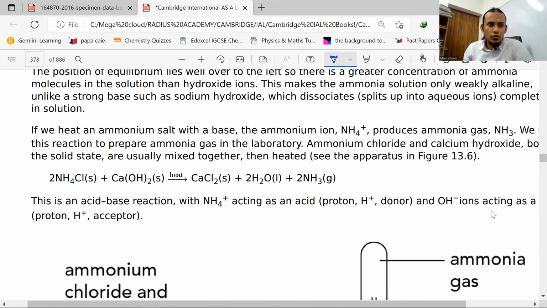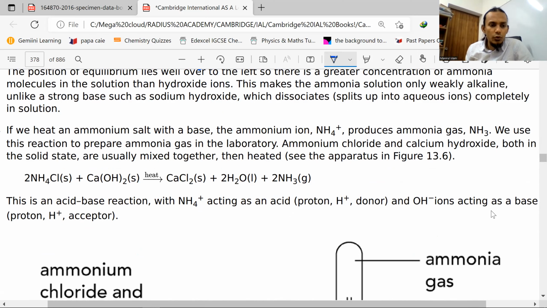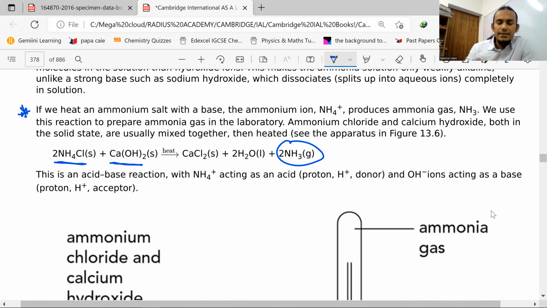Okay, if we heat an ammonium salt with a base, it produces ammonia gas, right? We use this reaction to prepare ammonia gas in the laboratory. An ammonium-containing salt, if heated with an alkali, produces ammonia gas. Clear? This is an acid-base reaction again, because ammonium ion is acting as an acid, as we discussed earlier, right? Ammonium ion is a proton donor and calcium hydroxide is a proton acceptor. And hydroxide ion acts as a base because it is a proton acceptor.